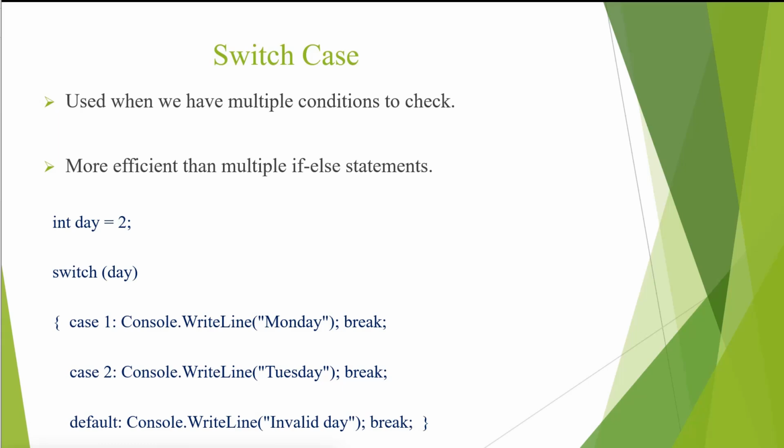When there are multiple possible values to compare, a switch statement can be a cleaner alternative to using multiple if-else conditions. Each case checks for a specific value, and when it finds a match, it executes the corresponding code. If no cases match, the default case runs. In this example, since day is 2, the program will output Tuesday.